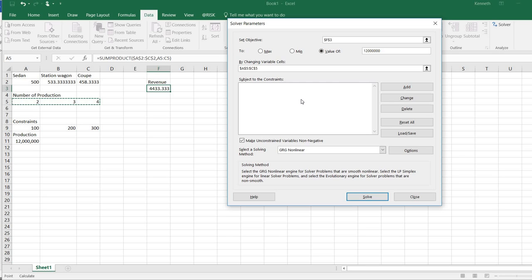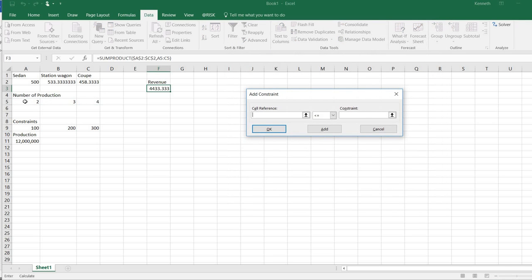So what are our constraints, guys? 100, 200. Yep. So we're going to add. Reference cell will be 2, 3, 4. Yep, and this can be greater than or equal to 100, right? And we can add it.